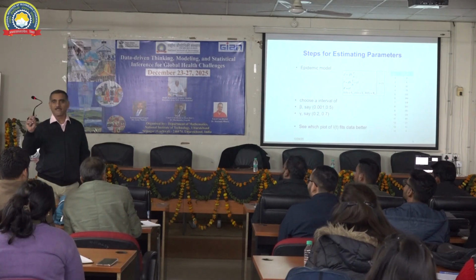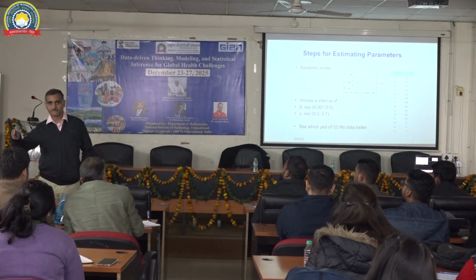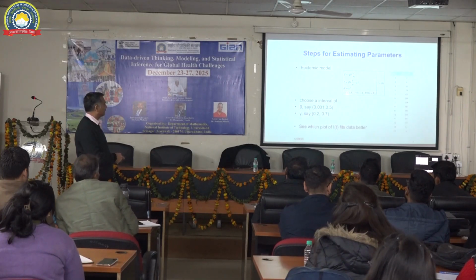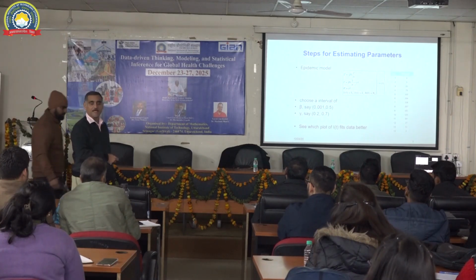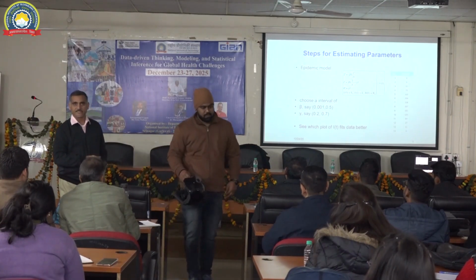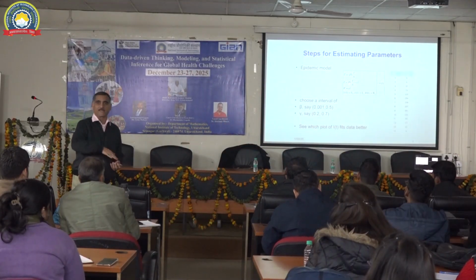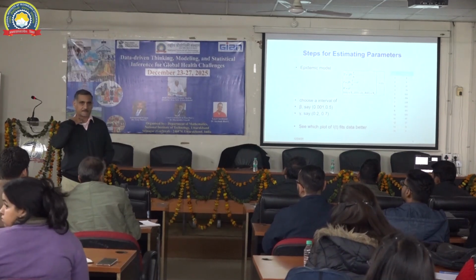And for a fixed value of beta and gamma, you can run one outbreak, right? So in order for this model to simulate, you need one value of beta, one value of gamma, and the initial condition. That's it. If you give one beta and one gamma, you will get one curve. That was what we saw in the previous slide.